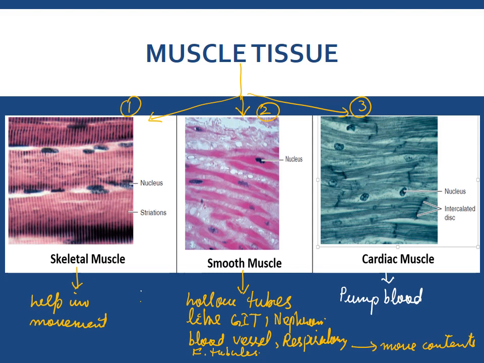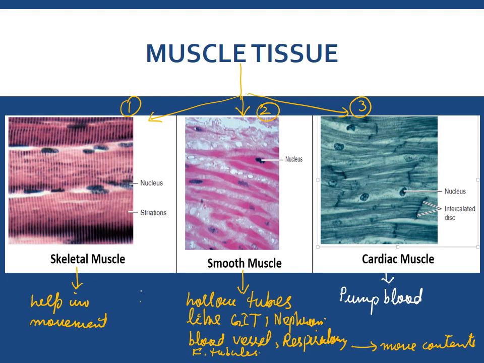Like we discussed the mechanism of shivering. In shivering, there are involuntary contractions of muscles. But usually, when we are talking about the role of skeletal muscles, we are talking about the voluntary contractions.